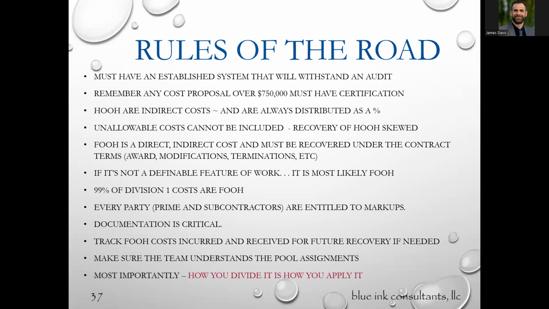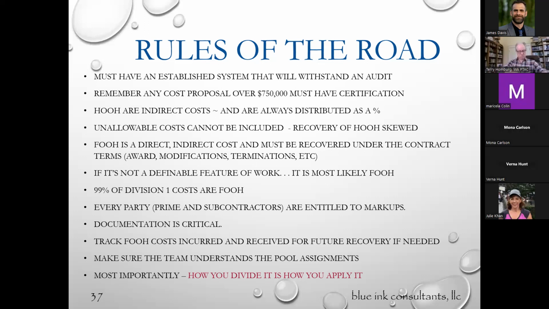FOO is a direct, but it is also, we talked about this, FOO is a direct, it's an indirect, and must be recovered under the contract terms, meaning your supervisors, your vehicles that you use to transport your people to the site, general equipment used on services, perhaps it's a server for your IT services. Those things, again, you have to know whether they're direct or indirect. If it's not a definable feature of work, it's most likely FOO.